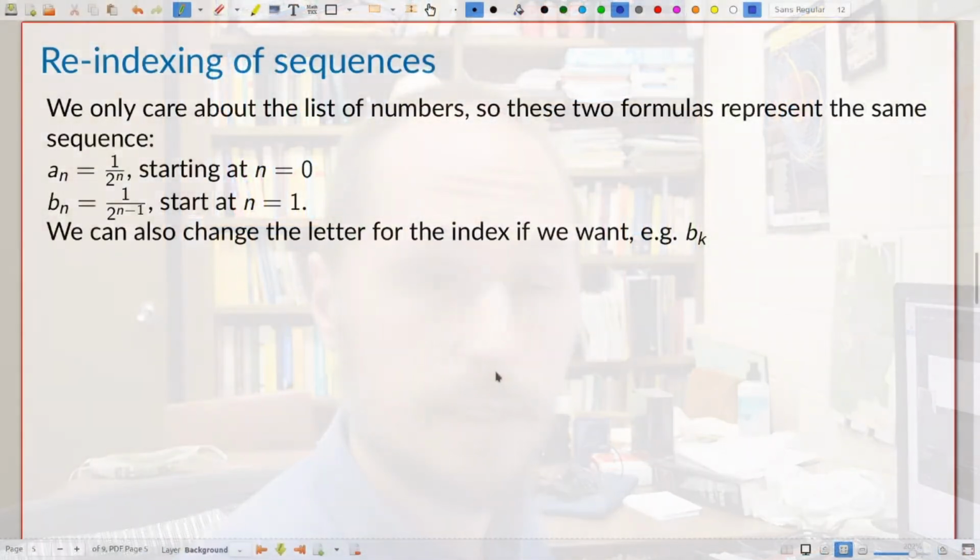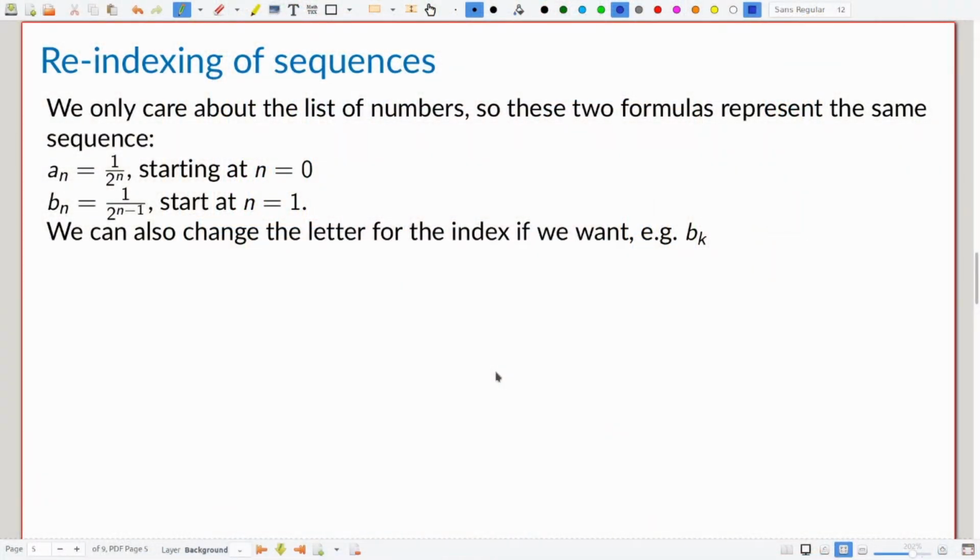Now, because these are lists of numbers, we don't really care if we write a formula that starts at a different n value. So we're allowed to play a game called re-indexing. So we will think about sequences as being the same if you re-index them. So for instance, in our powers of 2 example, we have this 1, 1/2, 1/4, 1/8, etc. Well, we called that one A0, and that one's A1, A2, A3, but maybe we don't like that.